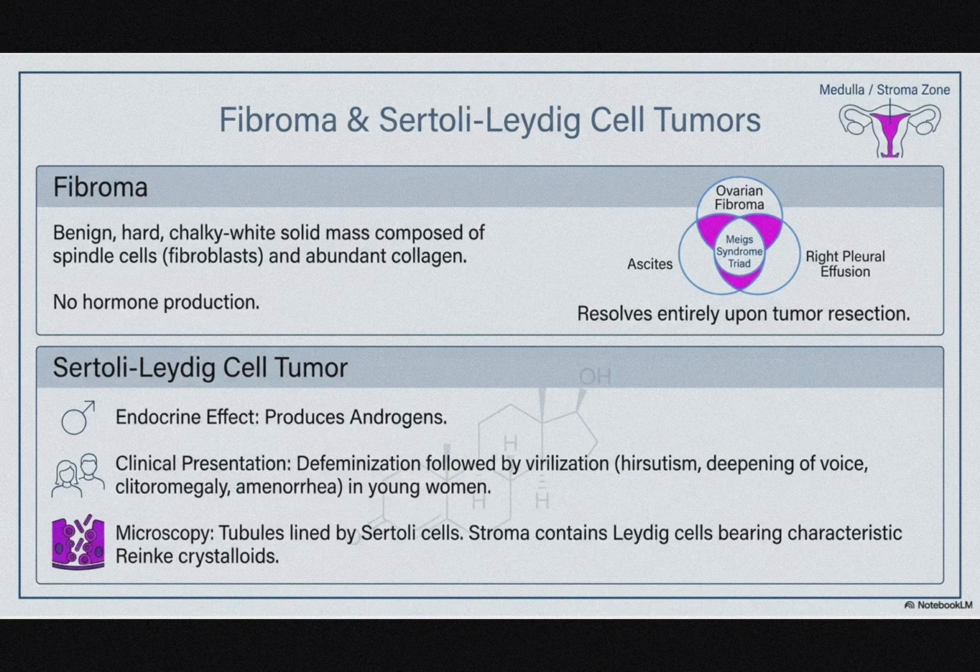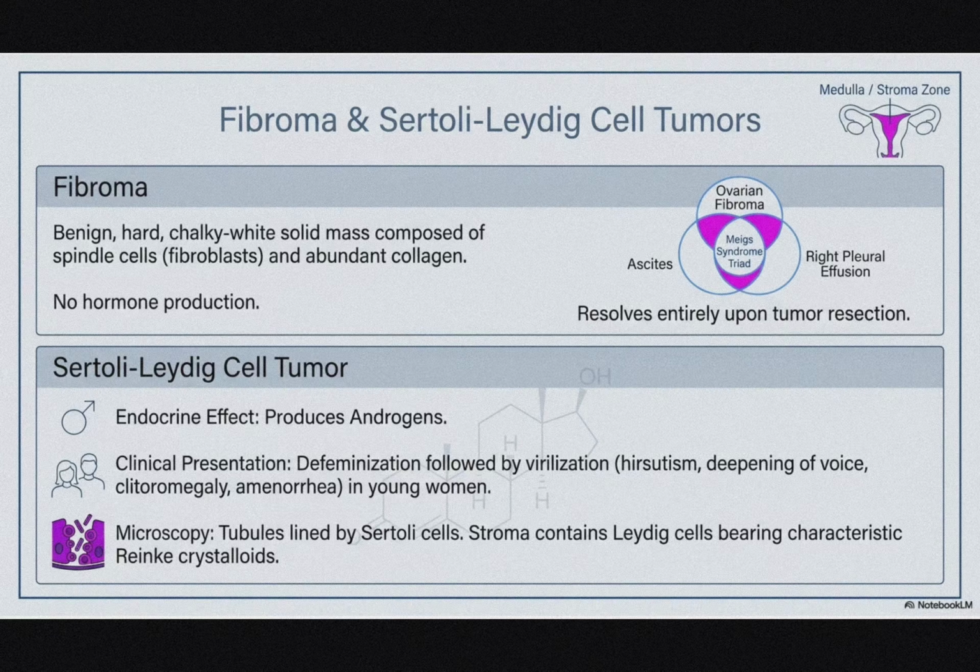Next we have fibroma and Sertoli-Leydig cell tumors. Fibroma is a benign, hard, chalky white solid mass composed of spindle cells, fibroblasts and abundant collagen. No hormone production. It resolves entirely upon tumor resection. We have Meigs syndrome triad, consisting of ovarian fibroma, ascites and right pleural effusion.